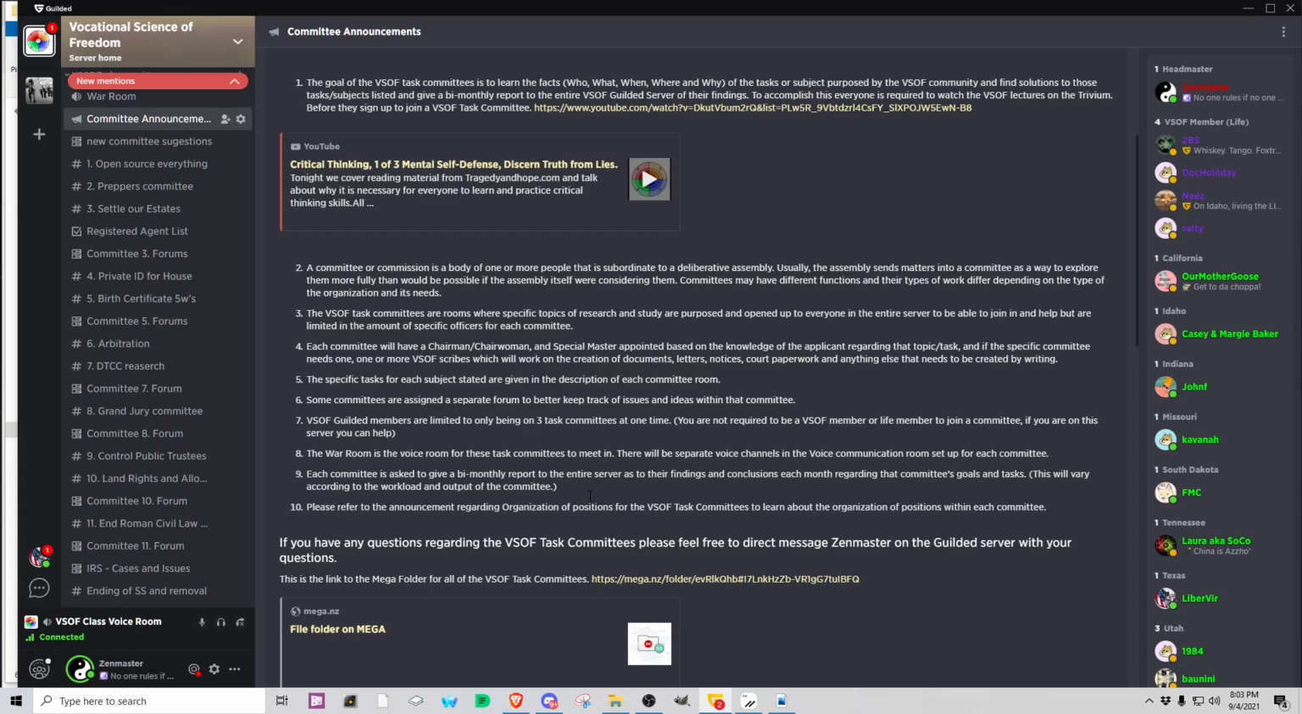Number 9, each committee is asked to give a bi-monthly report to the entire server on their findings and conclusions each month regarding the committee's goals and tasks. This will vary according to the workload and output of the committee, meaning if it's a one-time thing that we're trying to solve or get done, then obviously you don't need to be giving a report twice a month.